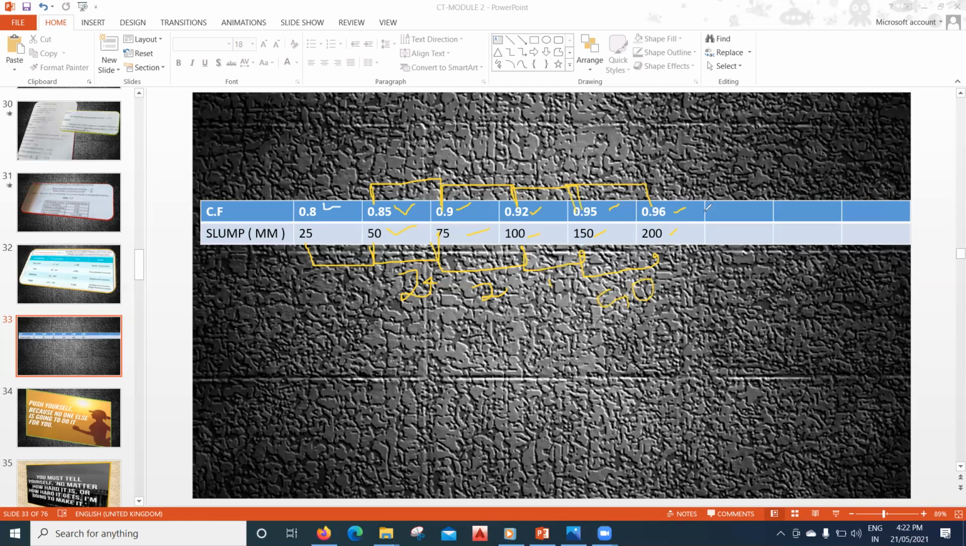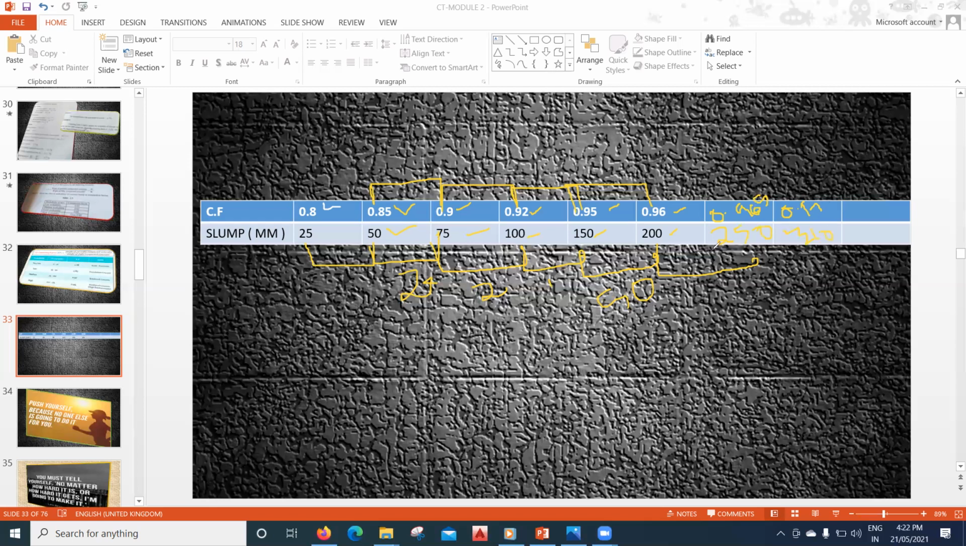Now if I go with the next value, let us say I put 0.965 as the compaction factor, and corresponding to that I'm getting a slump of, let us say, 250. So what is the trend that you're observing? From 0.96 to 0.965, the compaction factor has increased only by 0.005. But look at the tremendous increase in the slump, from 200 to 250. Now let us say your compaction factor is 0.97. Here the slump is somewhere close to 300, or let us say 310.